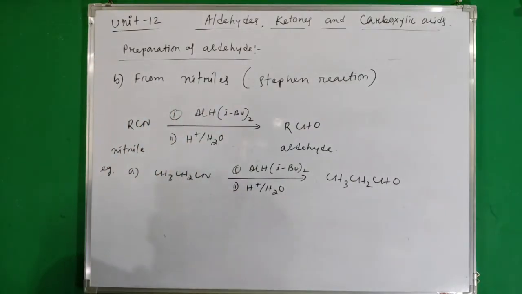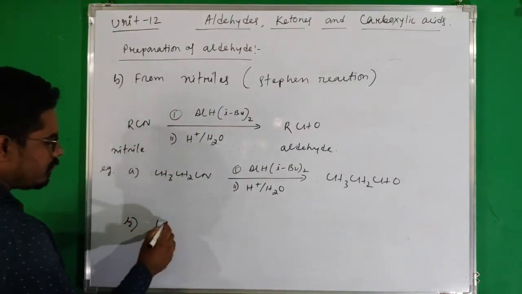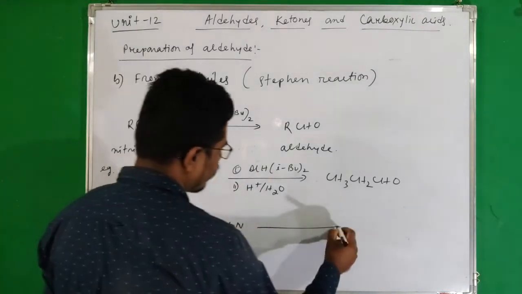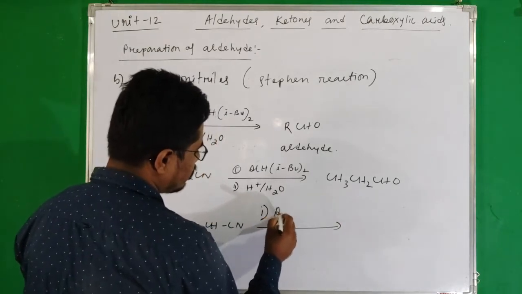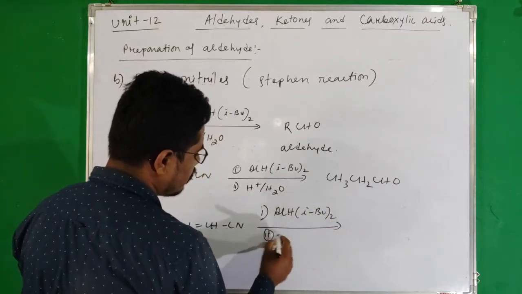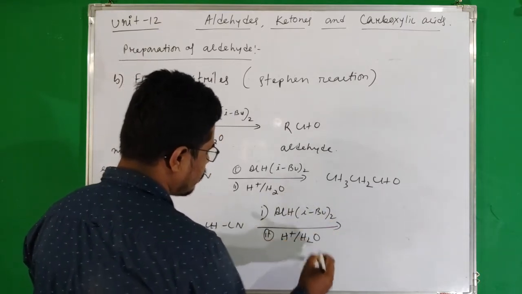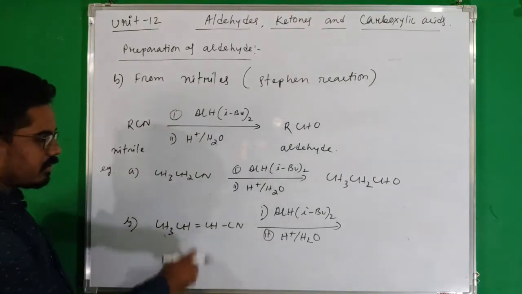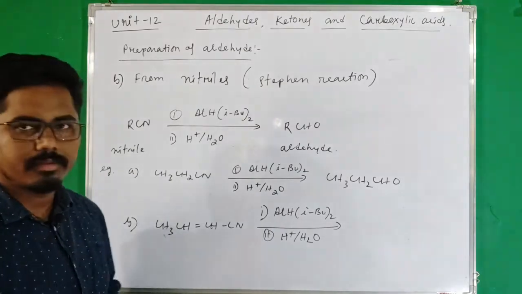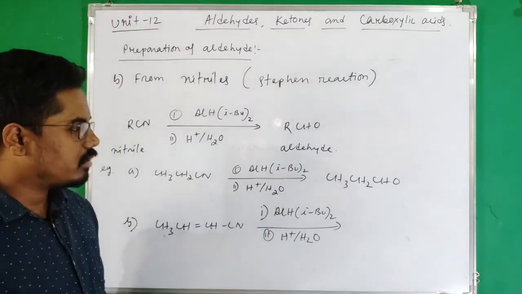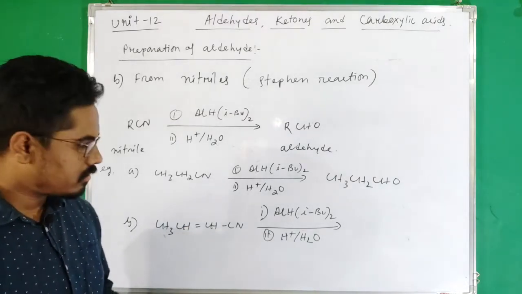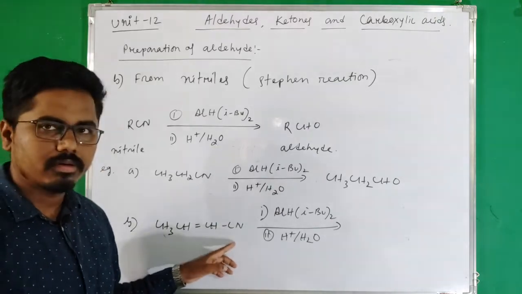Then another example, suppose we have CH3CH=CH-CN. Similarly, we are using diisobutyl aluminum hydride, after that acid hydrolysis. Always remember that diisobutyl aluminum hydride will not reduce a carbon-carbon double bond. That means this compound will not add hydrogen to the carbon-carbon double bond. It will only add hydrogen to the carbon-nitrogen triple bond.